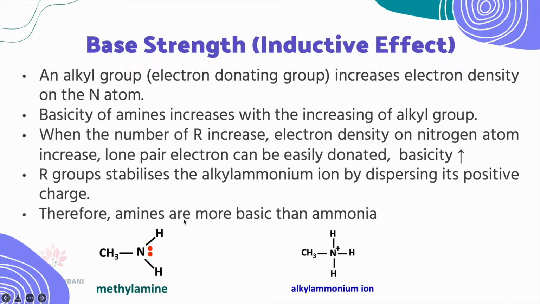Therefore, amines are more basic than ammonia. Amine has R group, ammonia has no R group at all. Ammonia is NH3. Amine N has 1 R group or 2 R groups or 3 R groups. Those are amines. If it has R groups, it is more basic because R group is electron donating group.